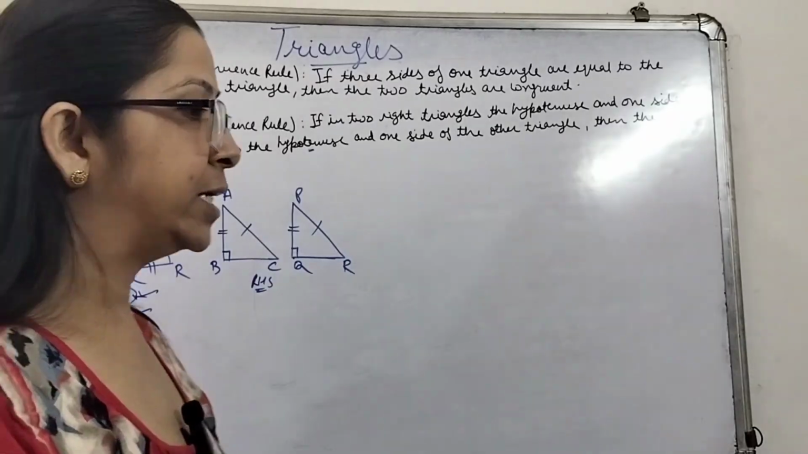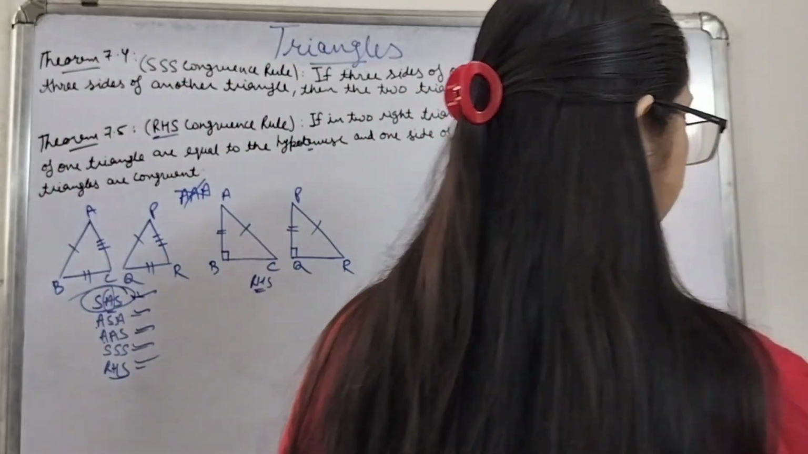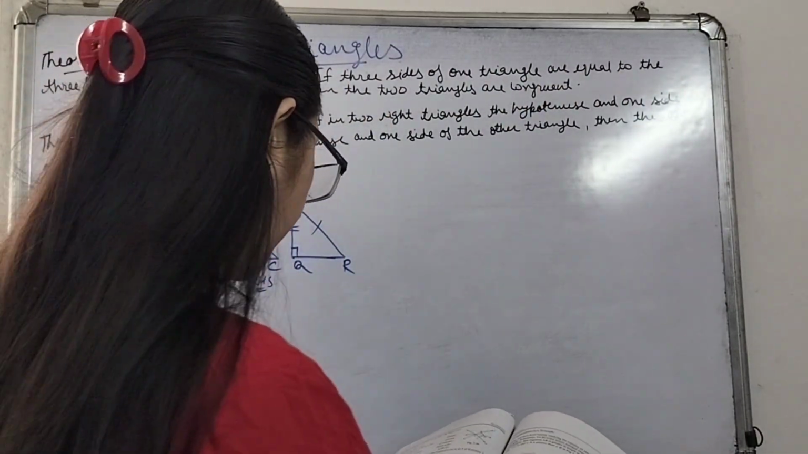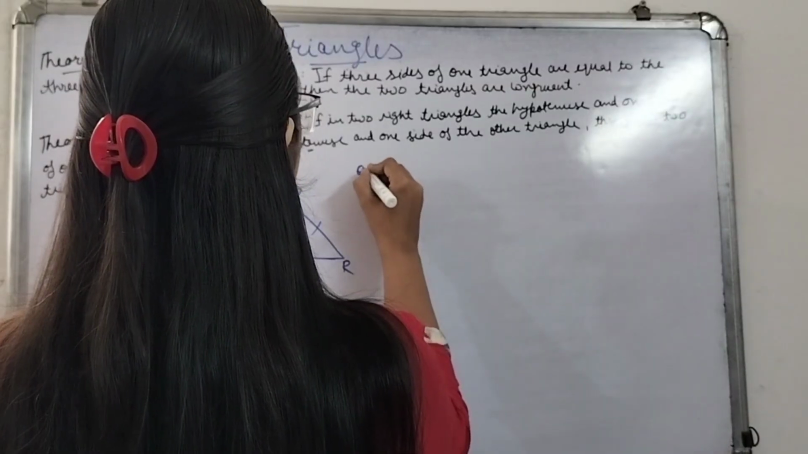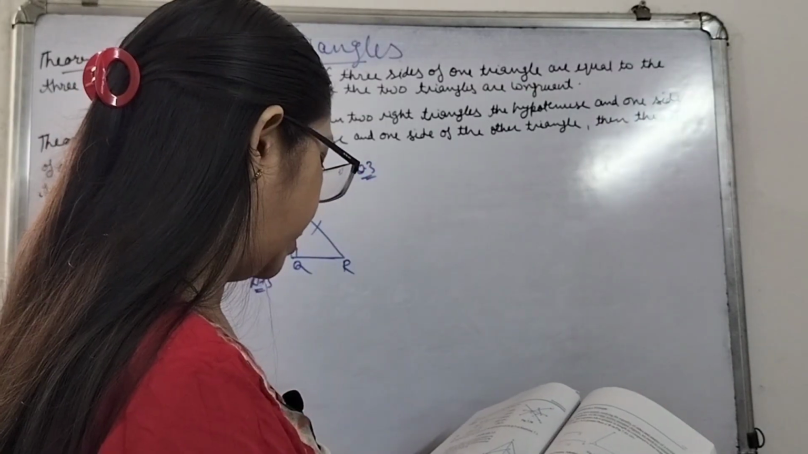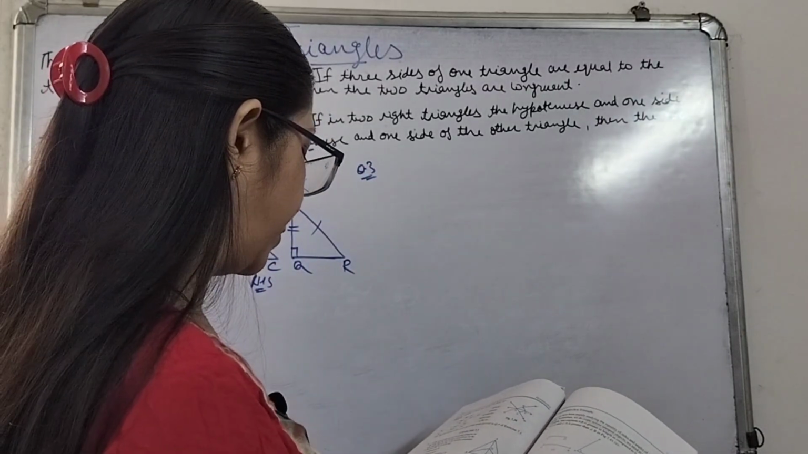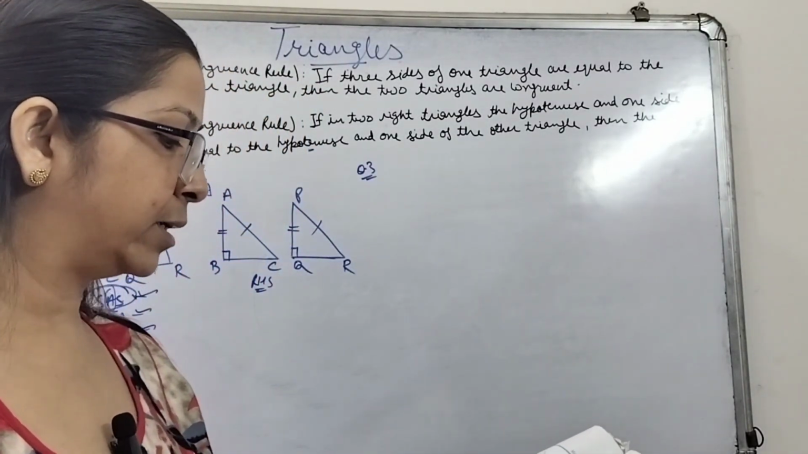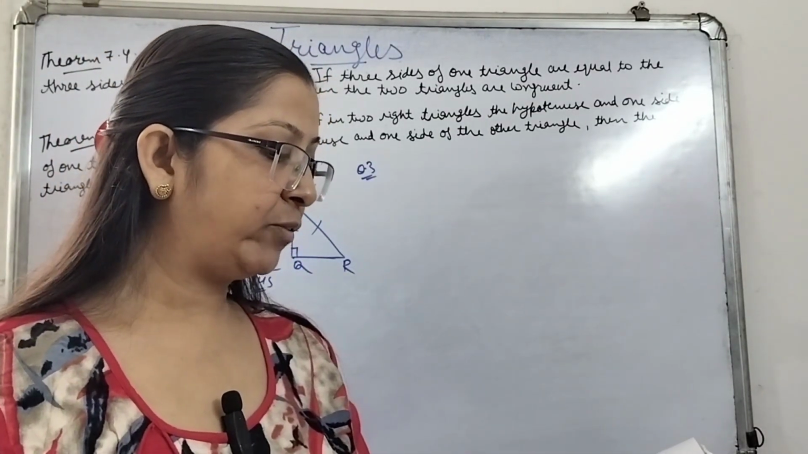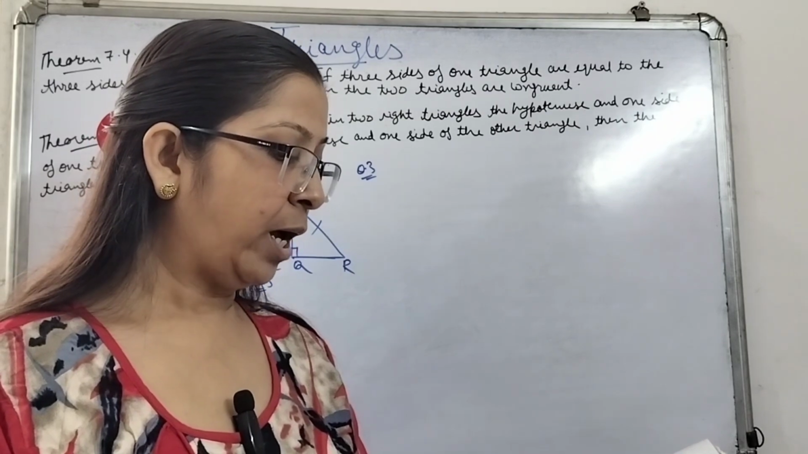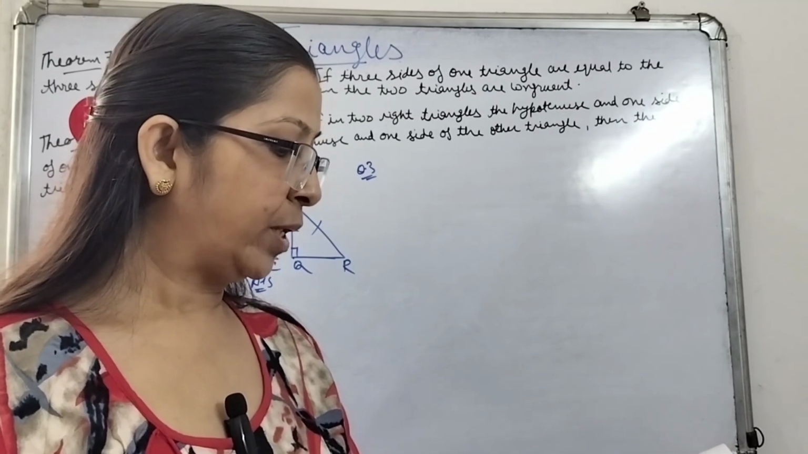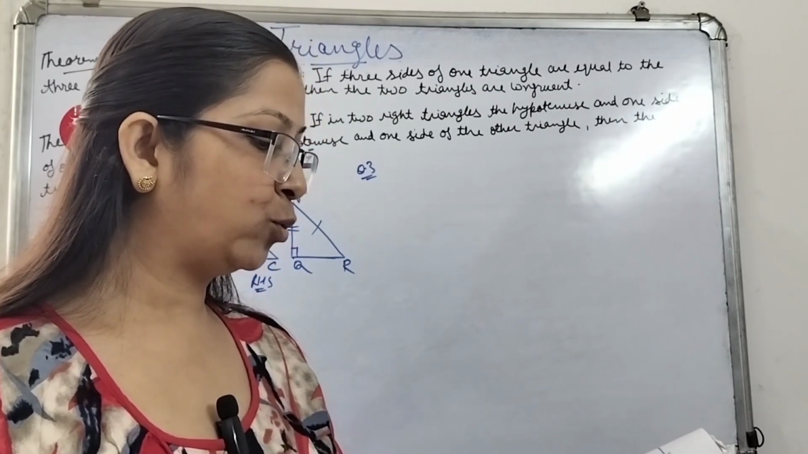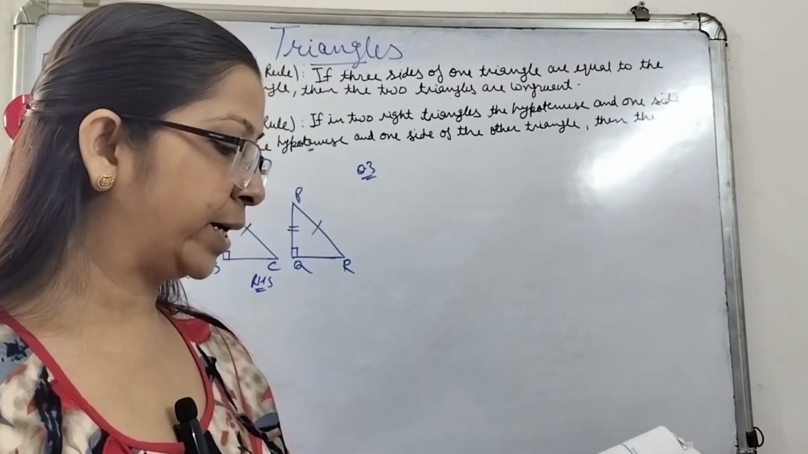Now let's take one of the questions from your exercise 7.3, question number 3. Two sides AB and BC and median AM of one triangle ABC are respectively equal to sides PQ and QR and median PN of triangle PQR. Show that the triangles are congruent.